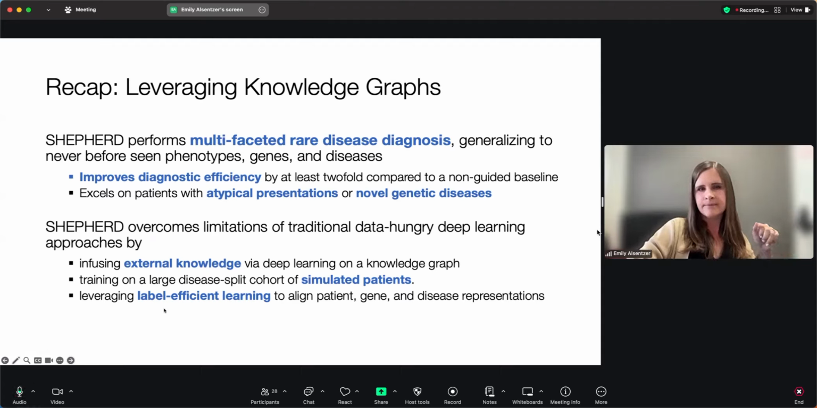So Emily, I have a question. This is fascinating, and I'm especially curious about this simulation part. Do you think this type of approach can work for common diseases as well?